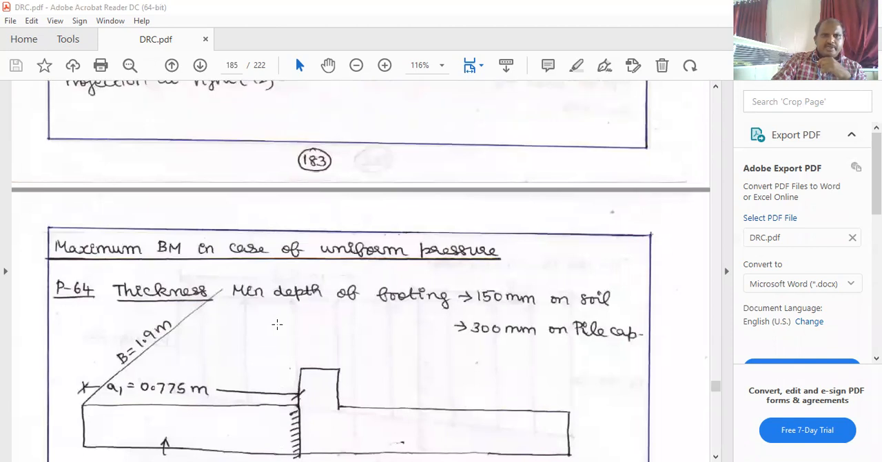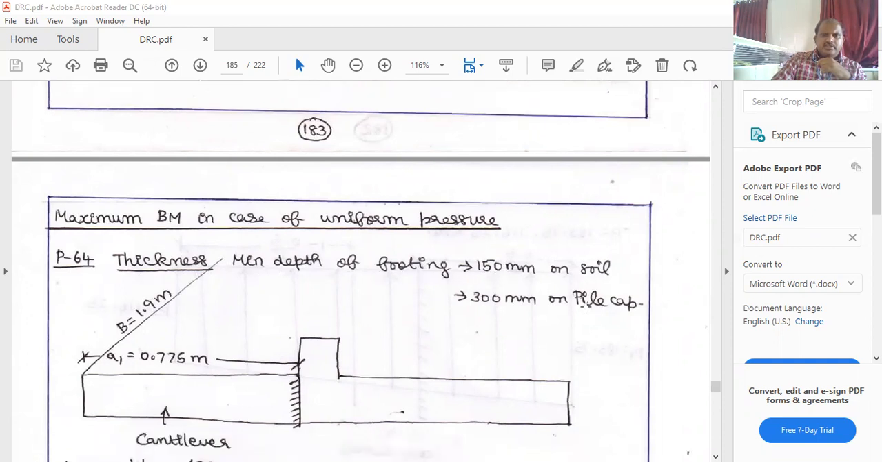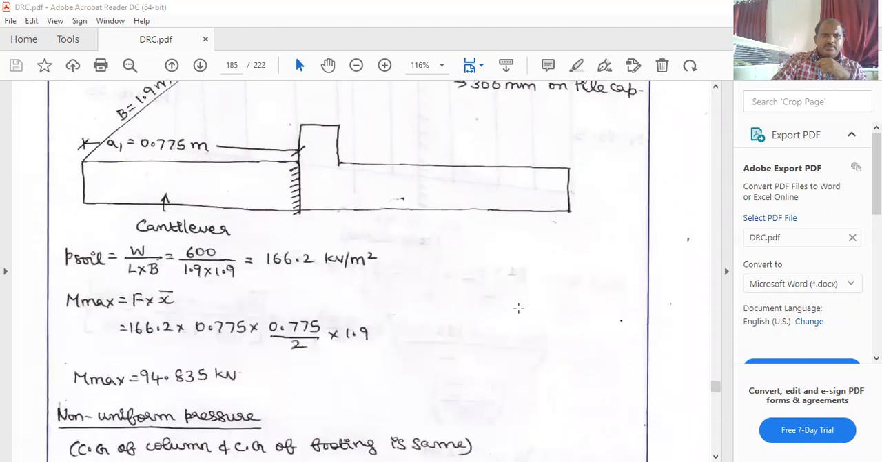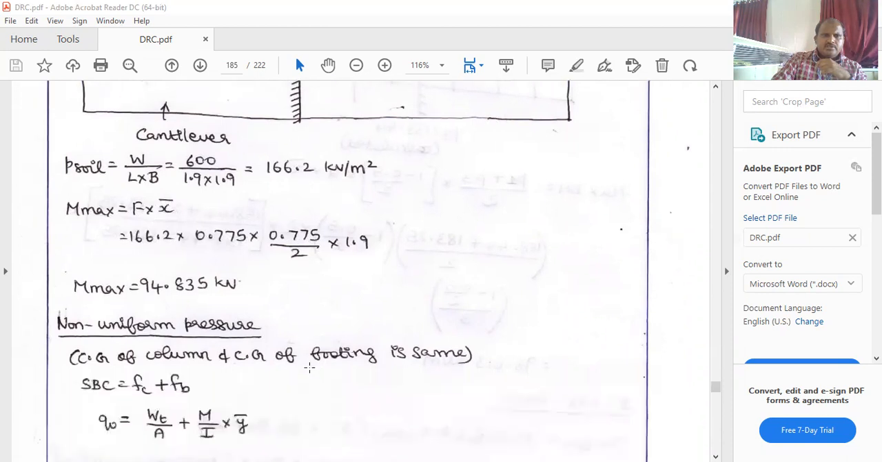So next, the maximum bending moment in case of uniform pressure. The minimum depth of the footing is 150 mm at the edge and 300 mm at the pile cap. So P soil is nothing but W divided by L into B. So load is 600 kilonewton, L is 1.9 and B is 1.9, that is equal to P soil. Pressure of the soil is 166.2 kilonewton per meter square. And M max is nothing but P into x bar, 166.2 into 0.775 into 0.775 divided by 2, into 1.9. So Mx equal to 94.835 kilonewton meter.